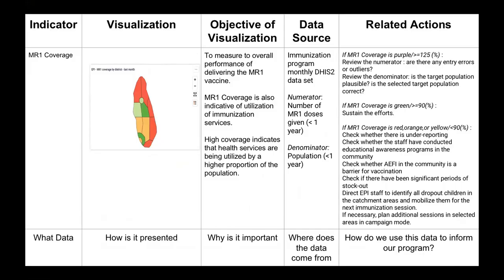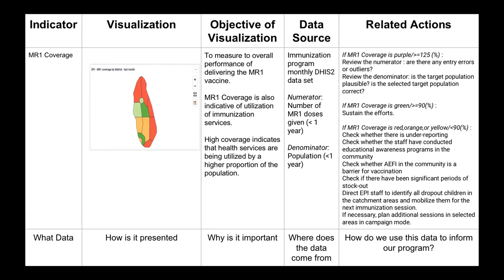Okay, for our indicator, we selected MR1 coverage. Our objective of the visualization was to measure the overall performance of delivering the MR1 vaccine. Here we felt that MR1 vaccine coverage is indicative of the utilization of immunization services by the community. A high coverage indicates high utilization, whereas a low coverage indicates that there are a lot of dropout children, and hence a low utilization of health services by the population. So that's why it is important.